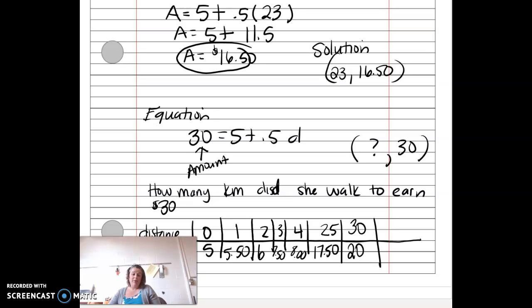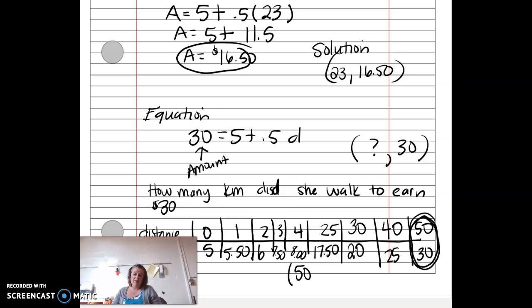I'm a lot closer. So maybe I try 40. So I have the $5 to start plus 50 cents for every kilometer, and there are 40 of them. That's 25. Closer, so maybe I try 50. So then I have the $5 to start plus 50 cents for the 50 kilometers, and that gives me 30 bucks. So it looks like my solution here shows up in my table at 50. No longer a question. At 50 kilometers walked, she will earn $30. So maybe we can put kilometers walked, she'll earn $30.